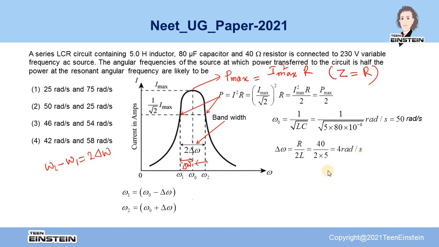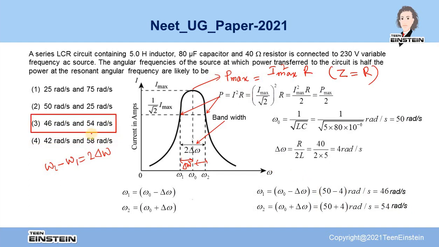Now if you put the values of omega 0 and delta omega, you get omega 1 as 46 radians per second, and omega 2 as 54 radians per second, and hence the third option is the correct answer for this problem. Thank you.